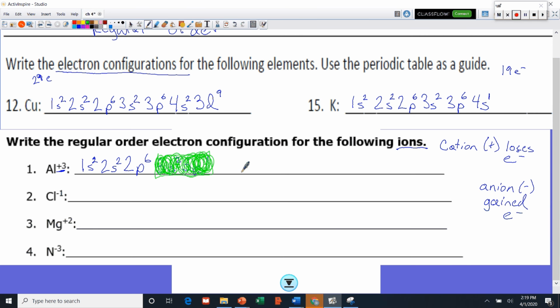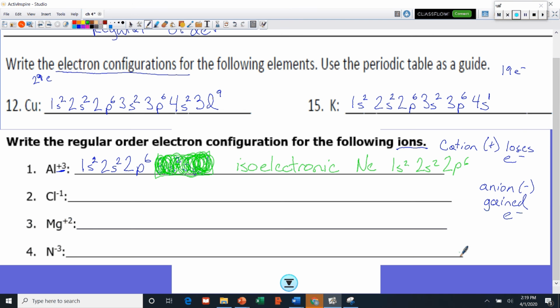Which is isoelectronic. This is another term that you're going to hear, isoelectronic, which means it looks the same as neon. So if we were to do the electron configuration for neon, we would find that neon is also 1s2, 2s2, 2p6. All right. So isoelectronic means that the electronic configuration is the same.